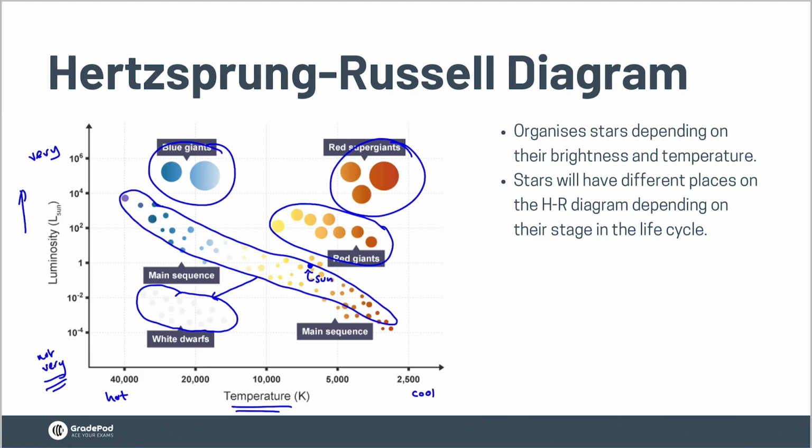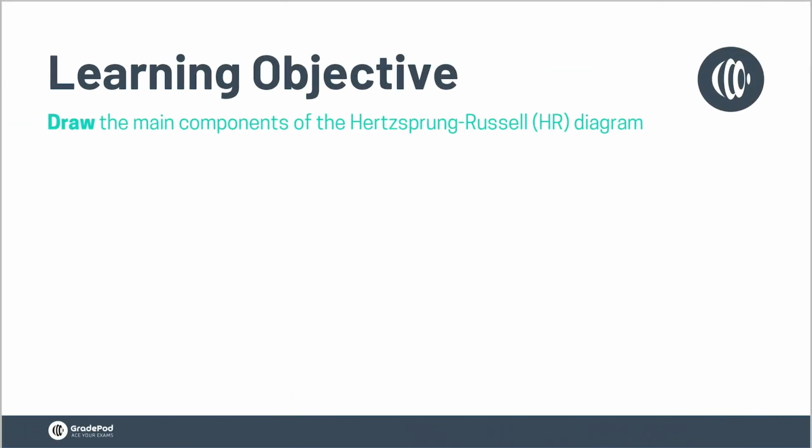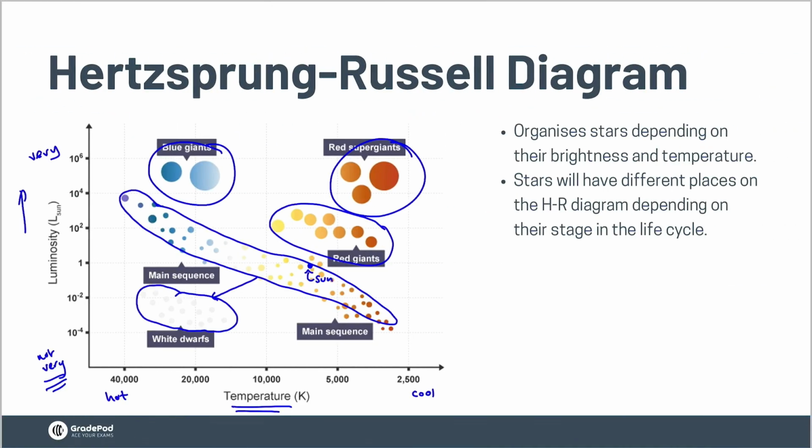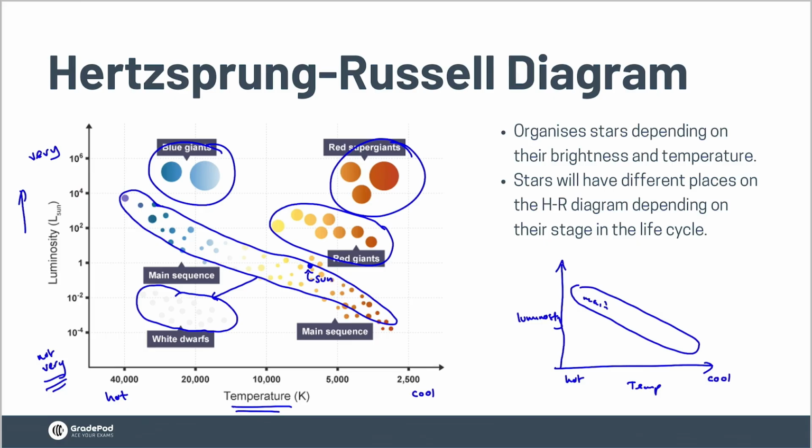Now, what would you be asked to do? Well, it says draw the main components of the Hertzsprung-Russell diagram. So you'd have to be able to draw a graph that looks like this. You'd have temperature, and you'd have to say cool here and hot here. And then you'd have luminosity there. And then you'd be able to just draw sort of areas. You want to say that's the main sequence. Red giant. Red supergiant.